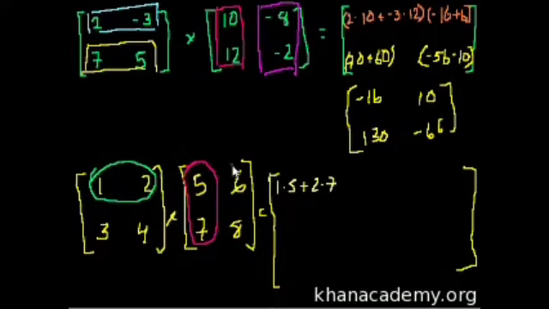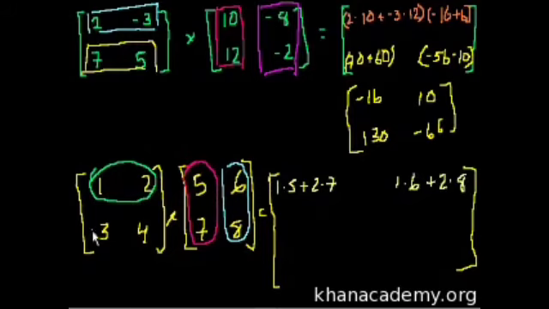Let me do that in a different color. So it'll be 1 times 6 plus 2 times 8. So let me write that down. So it's 1 times 6 plus 2 times 8.